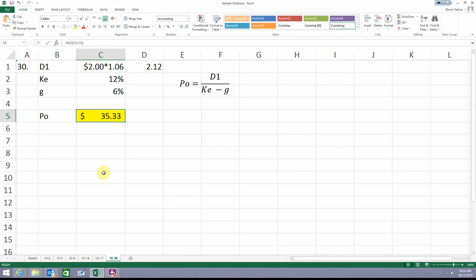So it's equal to my D1, or my $2.12, right, divided by, and I need a parentheses, my required rate of return minus my constant growth rate. $35.33 ought to be what I would pay for a company like that. It gets to be difficult too when you have companies that don't pay dividends, and companies pay dividends that are all over the place too. So, but that's it anyhow for chapter 10.